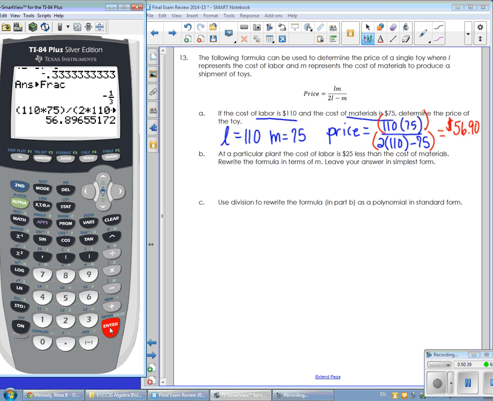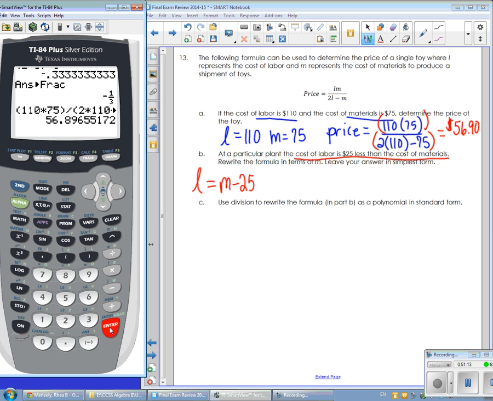Okay? In letter B, it says at a particular plant, the cost of labor is $25 less than the cost of materials. So the cost of labor is $25 less than the cost of materials. So let's translate that into an equation. So the cost of labor, L, that's an equal sign, $25 less than the cost of materials. So I know less than means subtract, and if I'm taking 25 away from the cost of materials, that's going to look like M minus 25.